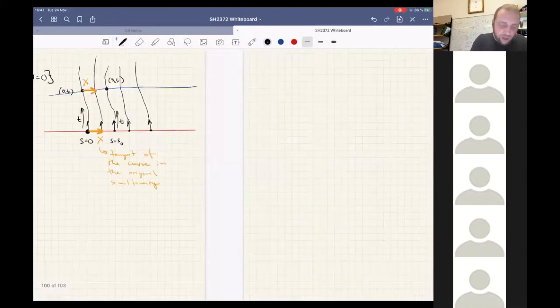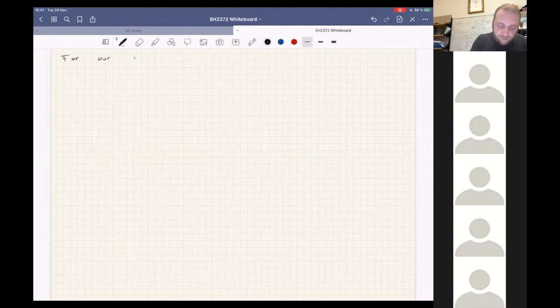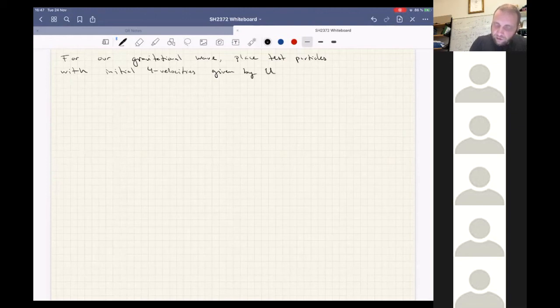So for our gravitational wave, we're going to place the test particles with initial 4-velocities given by u equal to dt. So this of course means that u0 is equal to 1 and ui is equal to 0 initially.